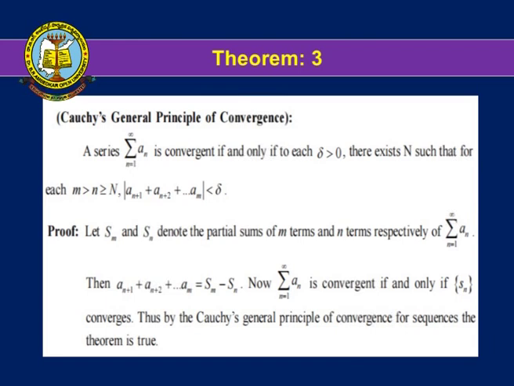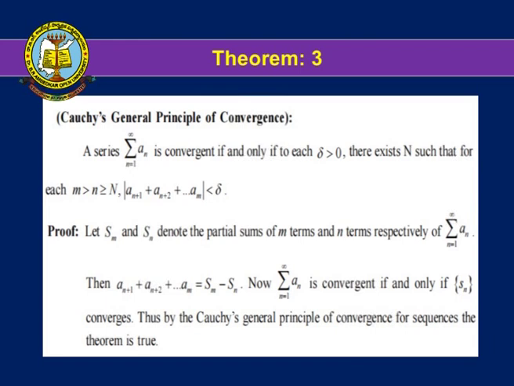Now, theorem 3 is the Cauchy general principle of convergence. The series sigma n equal to 1 to infinity of an is convergent if and only if for each delta greater than 0 there exists a capital N such that for m greater than n greater than or equal to N, the modulus of an plus 1 plus an plus 2 plus so on up to am is less than delta. If the modulus of this sum up to the last term is less than delta, then we can say that the series is convergent.